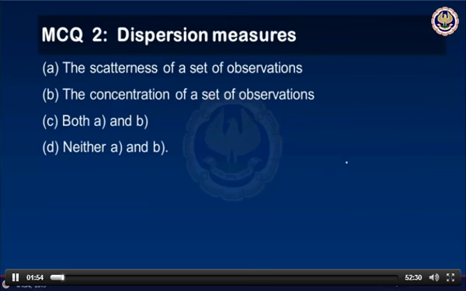Second, MCQ 2. Dispersion measures A. The scatteredness of a set of observations. B. The concentration of a set of observations. C. Both A and B. D. Neither A nor B. The right option: dispersion measures the scatteredness of a set of observations. Here option A is correct.